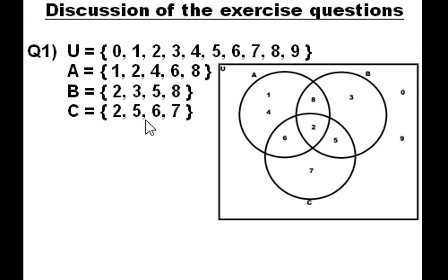Similarly, what is common between A and C now? It is 2 and 6. So 2 is already written, 6 I will write in this part. Similarly, B and C, 2 I have already written. The other thing common is 5, so I will write 5 here. The remaining elements of each set will be written.